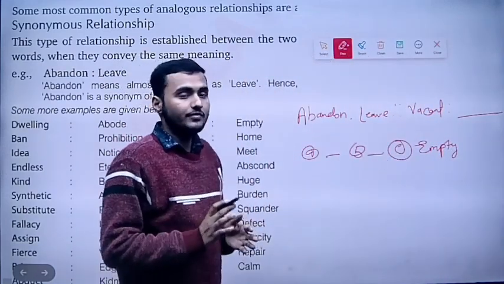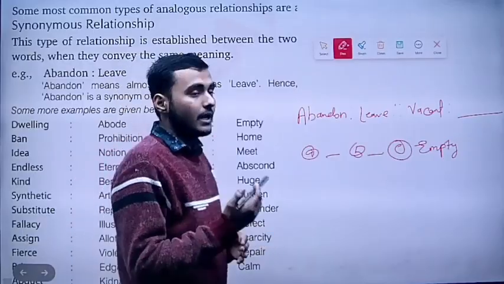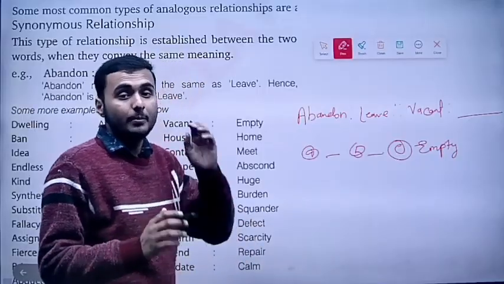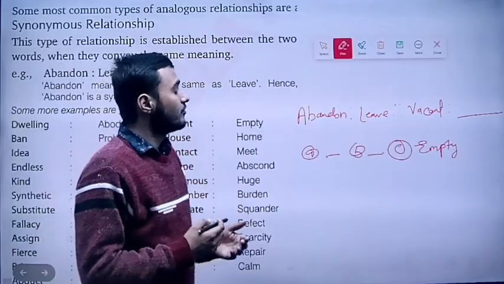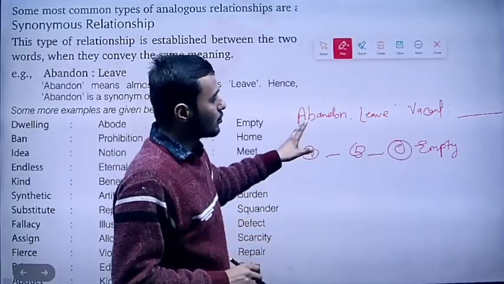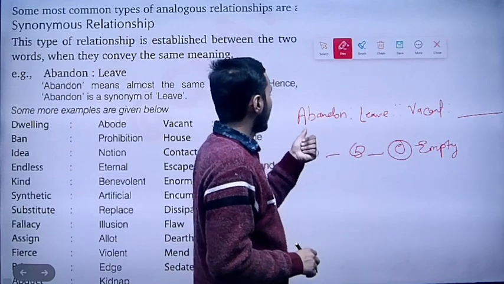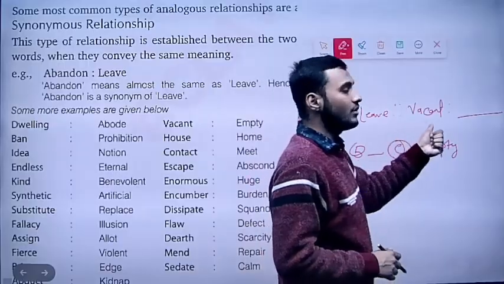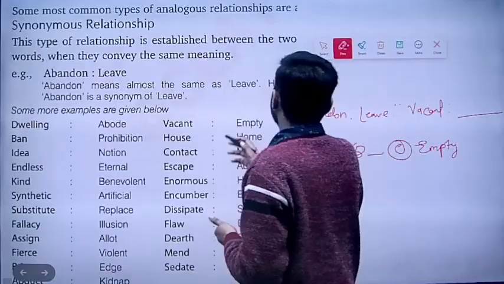So you always have to find which type of relationship is followed in a question of analogy. First of all, you have to find which type of relationship, basic relationship or advanced relationship, and then you have to find in which way it is conveying its meaning. So in this question, it is conveying that abundant and leave are both synonyms. So we have to find the synonym of what? Vacant. So the synonym of vacant is empty. So the first one is like that.